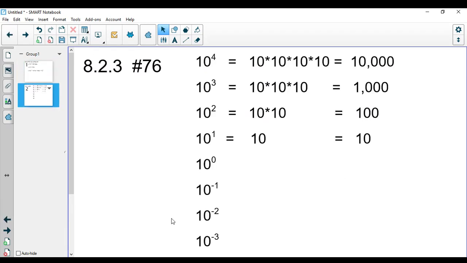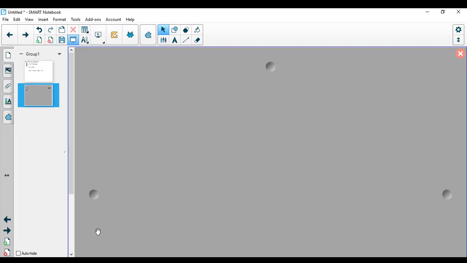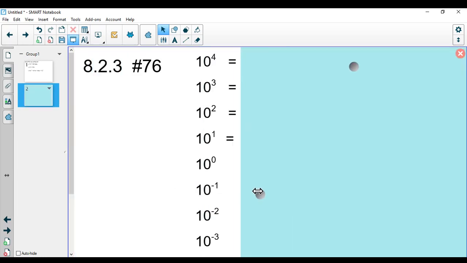Okay, now we're going to start getting into negative exponents. If you look at the table on the screen, we're going to focus on just this first column to begin with. You'll notice that it goes from 10 to the fourth to 10 to the third, 10 to the second, 10 to the first, 10 to the 0. The exponent continues to go down by 1 each time, which takes us down into negative exponents.